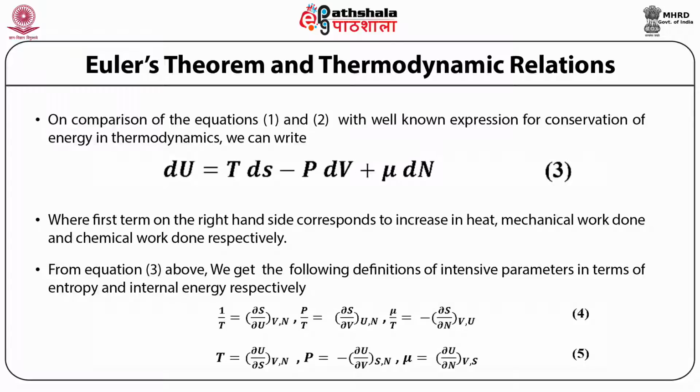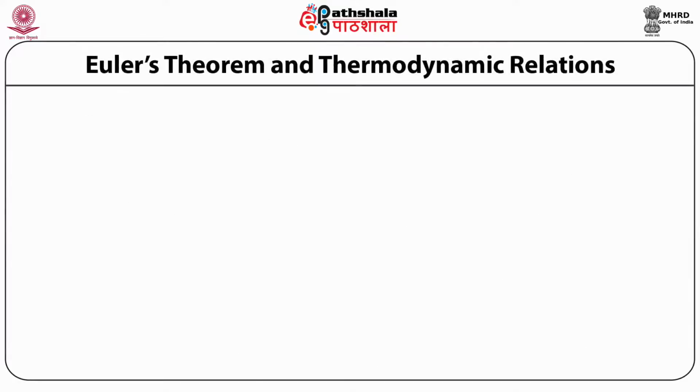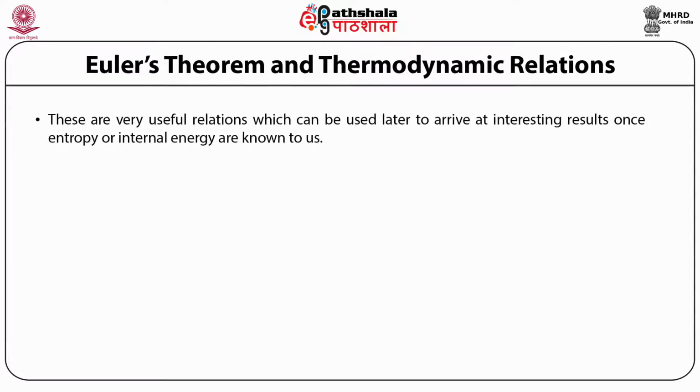Also, in terms of internal energy, we see that temperature T is equal to the partial derivative of U with respect to S at constant V and constant N. Pressure P is equal to minus the partial derivative of U with respect to V at constant S and constant N. And chemical potential μ is equal to the partial derivative of U with respect to N at constant V and constant S. The relationships enunciated in equation 4 and equation 5 are very useful relations which can be used later to arrive at interesting results once entropy or internal energy are known to us.